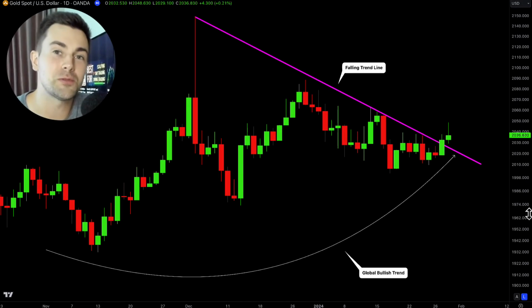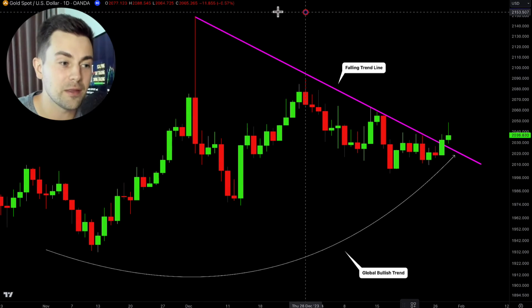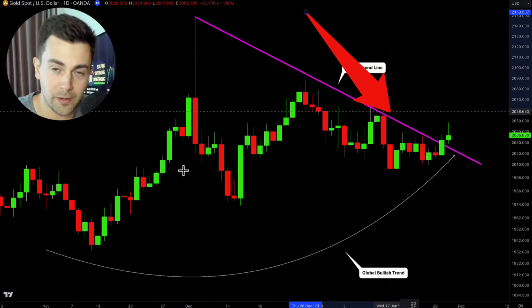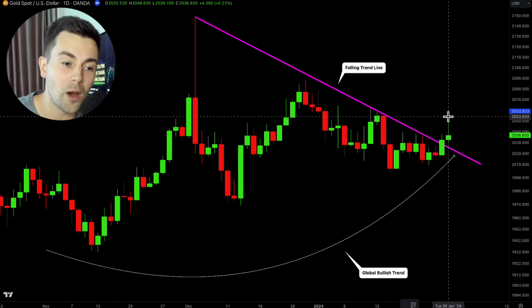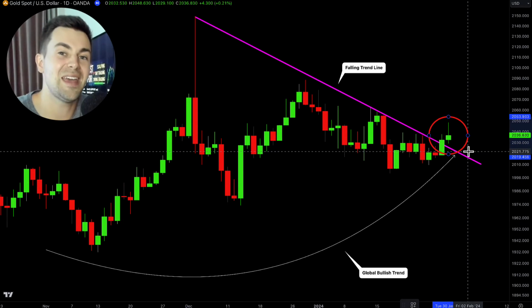Then I spotted a very strong bullish swing trend following signal. It turned out that gold managed to violate this solid falling trend line, and trading in a global bullish trend on a daily, this violation right here was a very strong bullish confirmation.